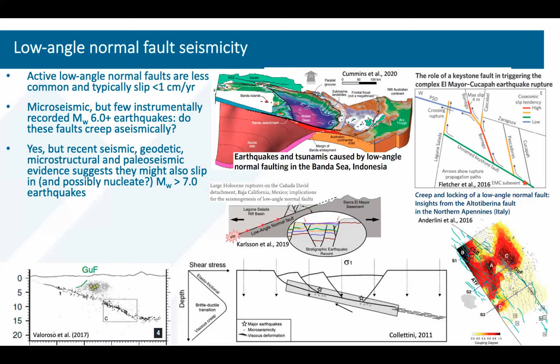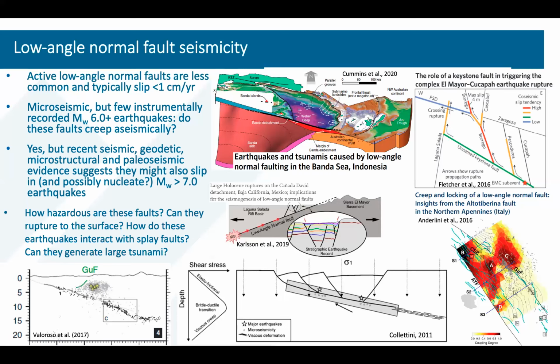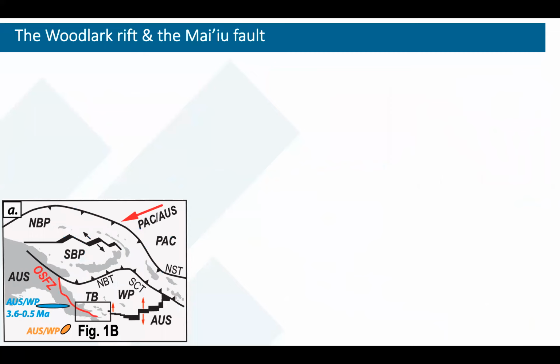And finally, there was a recent paper that has inferred that some historical tsunamis recorded in Indonesia actually were sourced by large earthquakes on the shallowly dipping Banda detachment out here in the Banda Sea. So all of this is to say that recent evidence points to the fact that these faults might actually host large earthquakes. And some of the questions that leads to are, how hazardous are these faults? Can they rupture to the surface? How do the earthquakes interact with splay faults in the hanging wall? And ultimately, can they generate large tsunamis from these earthquakes?